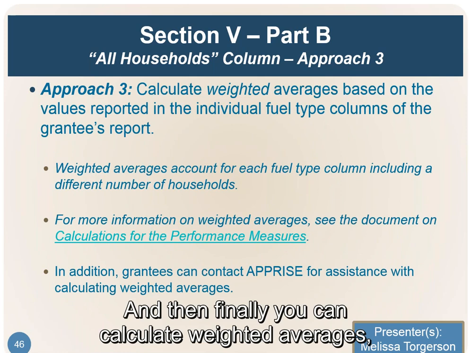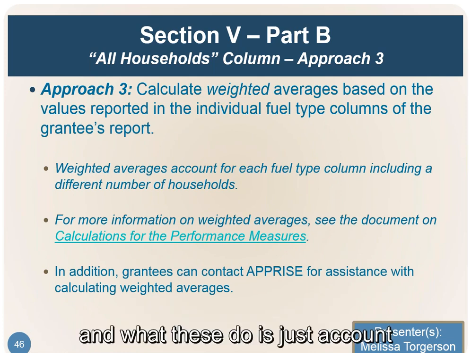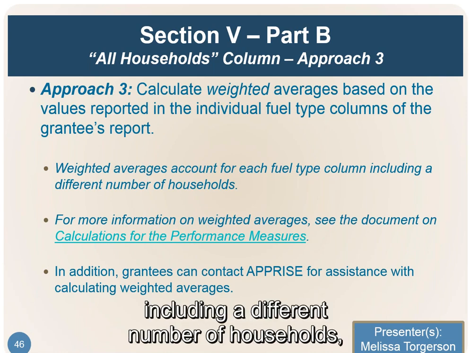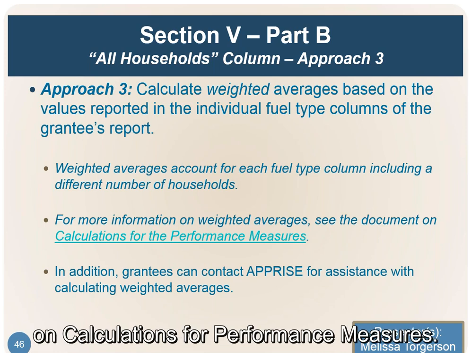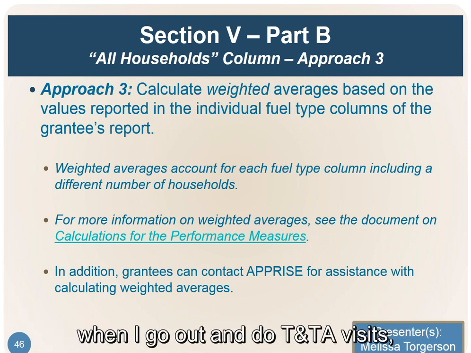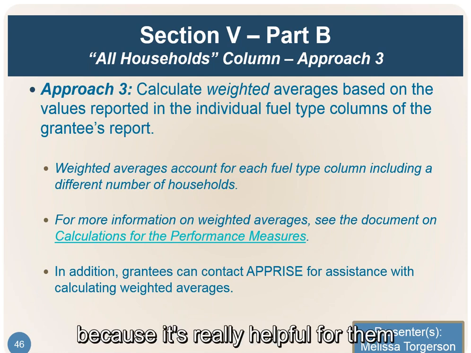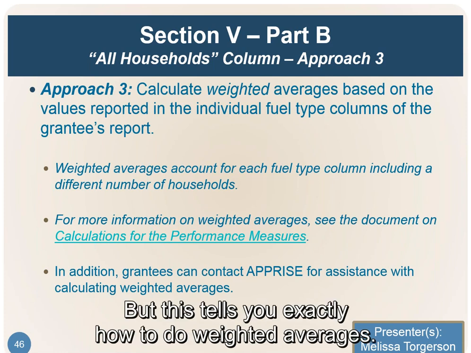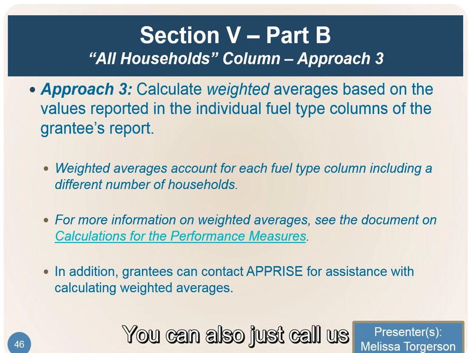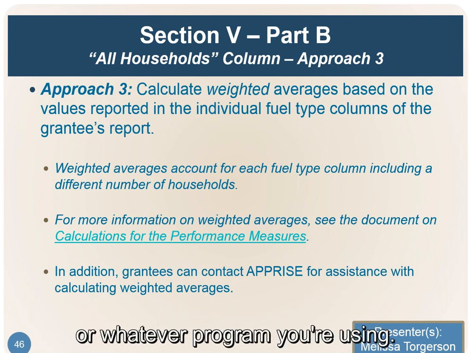And then finally, you can calculate weighted averages. What these do is account for each fuel type column including a different number of households. We actually have some guidance directly on calculations for performance measures. When I go out and do TNTA visits, I'll often hand this document to the IT folks because it's really helpful for building reports and queries. It tells you exactly how to do weighted averages. You can also just call us and we'll help you walk through it. We can help you do it in Excel or whatever program you're using.